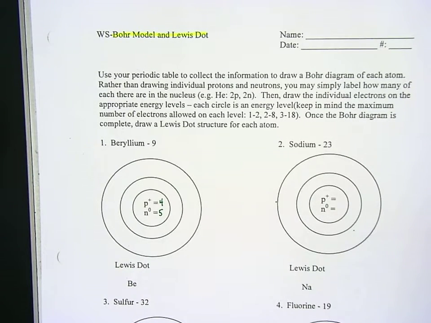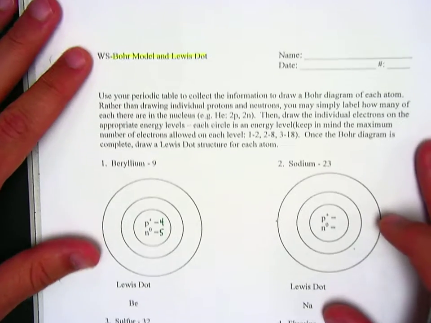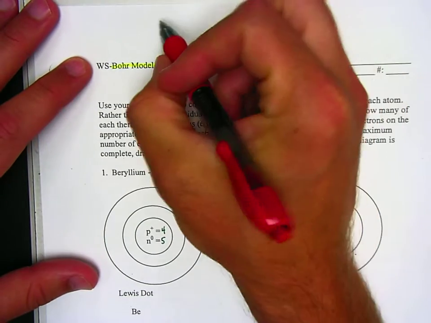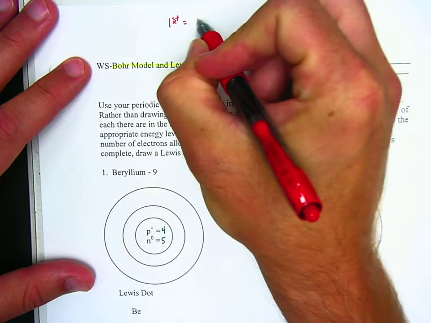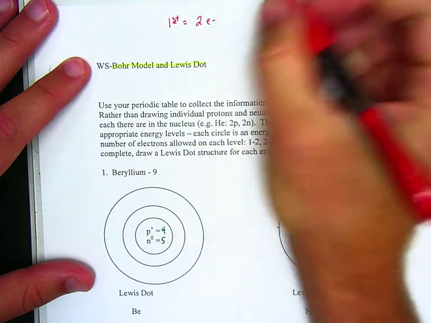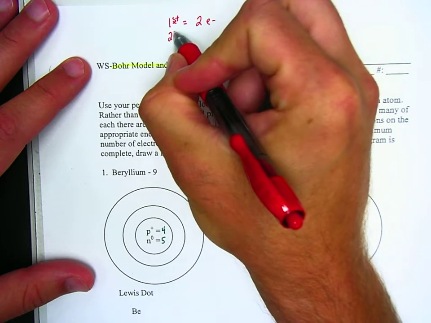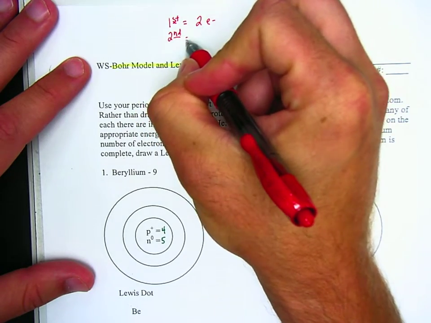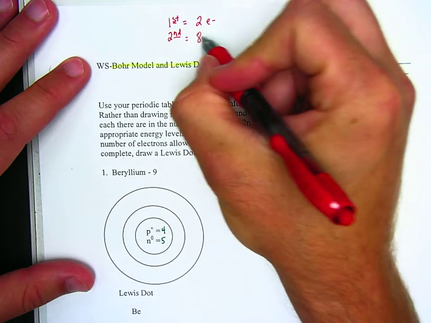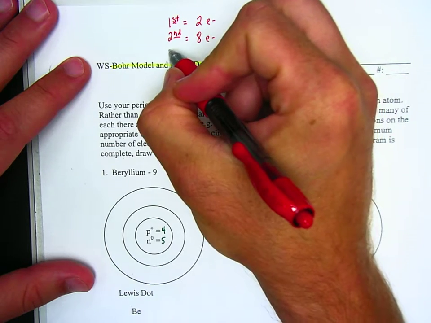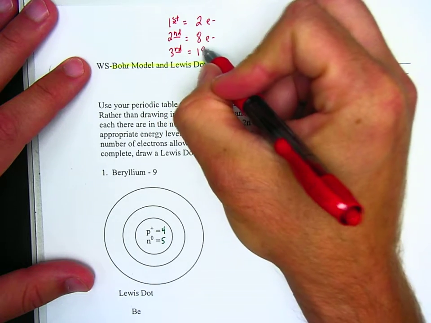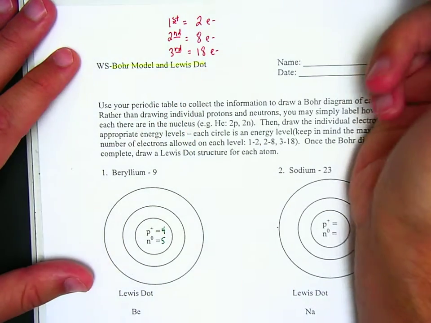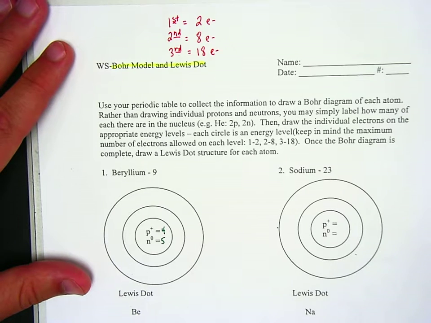So we have to place those in our orbitals. Now, I just want to go back and help you remember. We can make this note on the top of our worksheet. In the first energy level, it can only hold up to 2 electrons. The second energy level can hold up to 8 electrons, and the third energy level can hold up to 18 electrons. Now, those are the most they can hold in each.